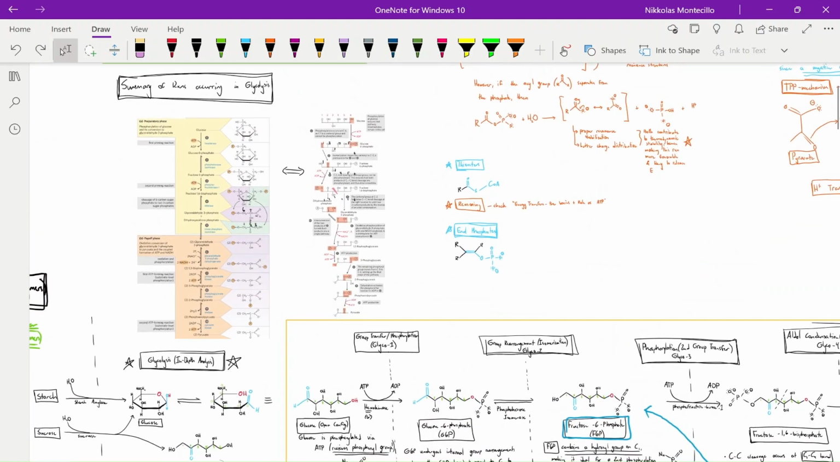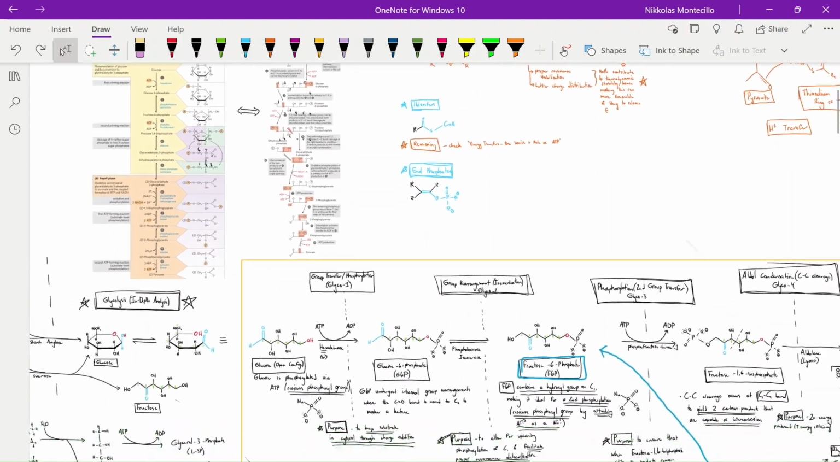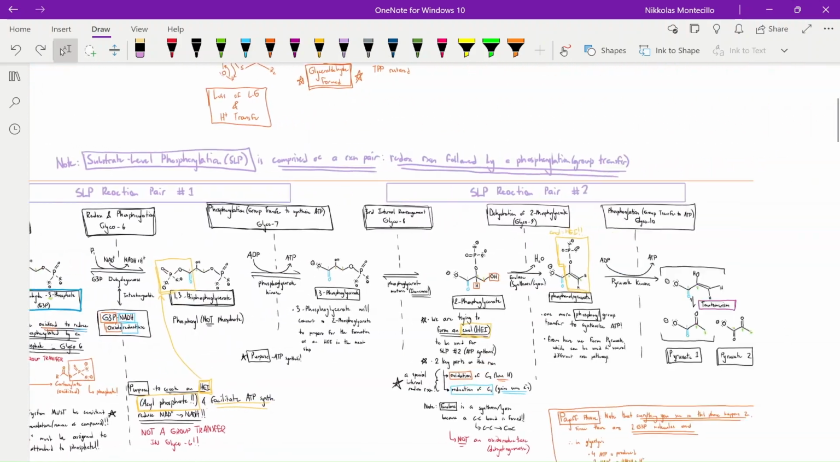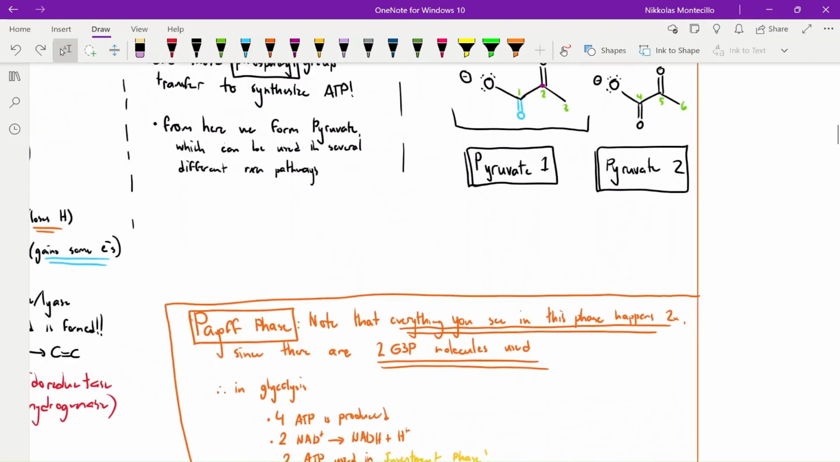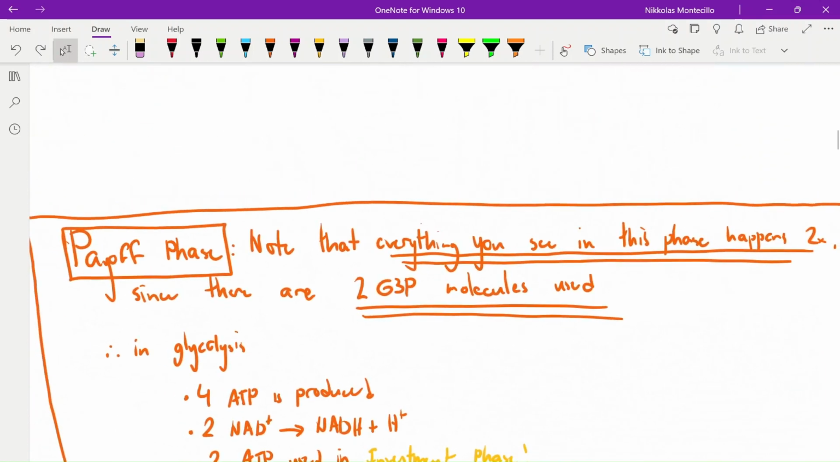There's an investment or preparatory phase, and then a payoff phase in glycolysis, where we see that the end result of glycolysis is that 4 ATP is produced and 2 NAD carriers are reduced. Okay?